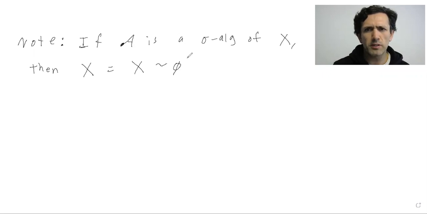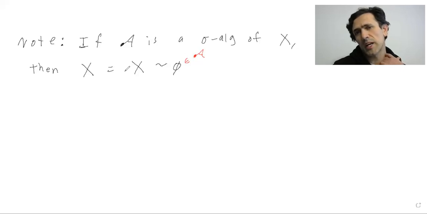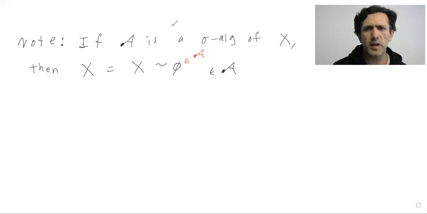So in particular, what does this say? This says, well, we know the empty set by definition is in script A. So then X take away the empty set, well, that's just X because you're not taking anything away. That means that X is also in script A. So always, if we have a sigma algebra of X, then X is going to be in A.